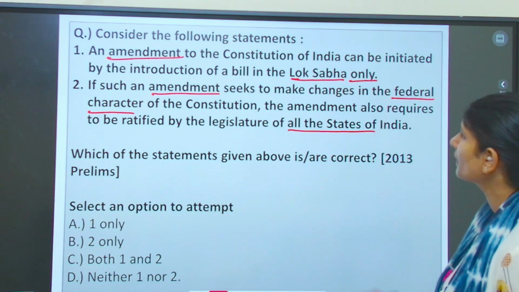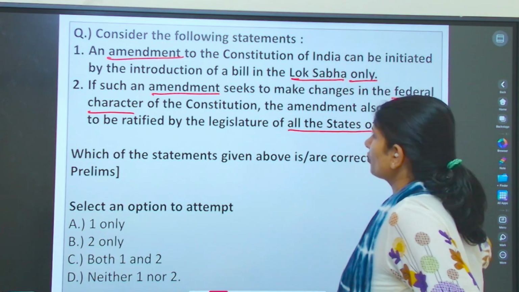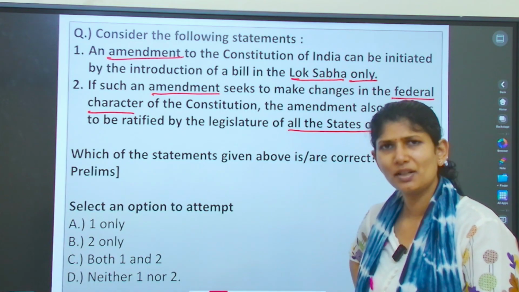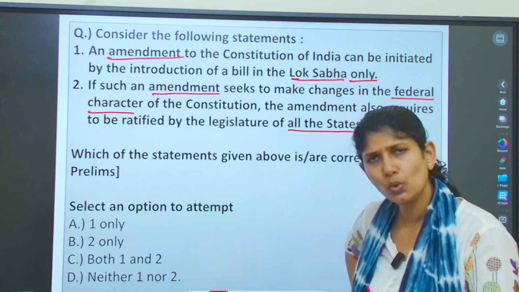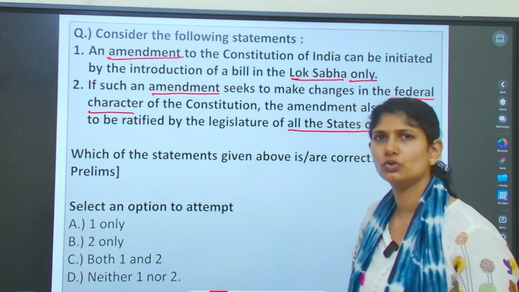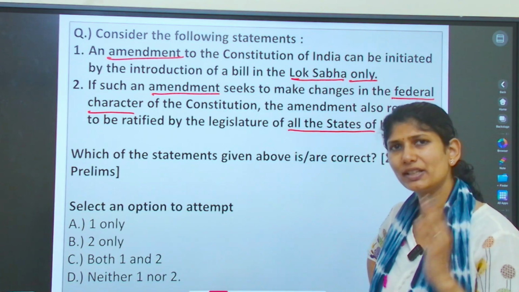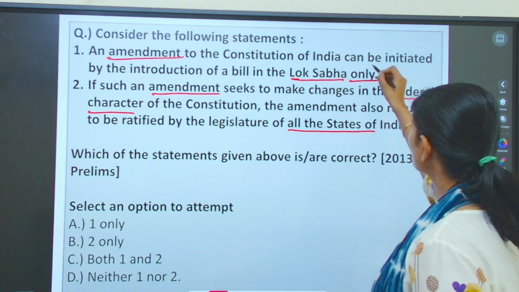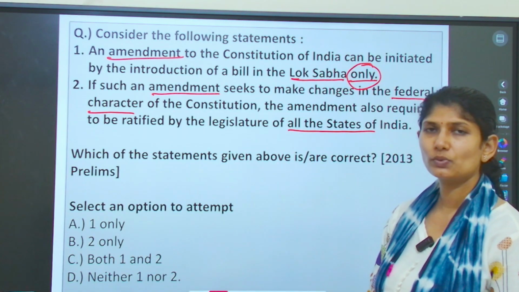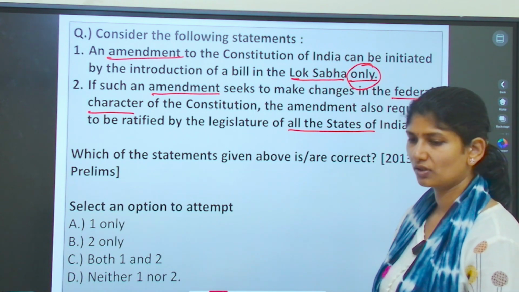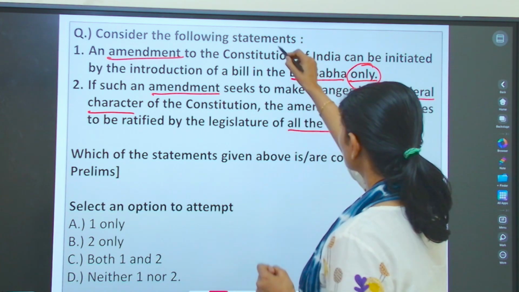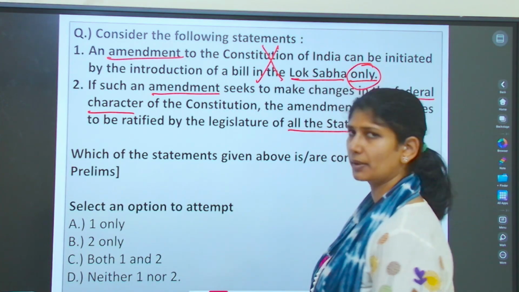Now look at this. Amendment to the Constitution of India can be introduced only in Lok Sabha. Amendment can be introduced in the House of Parliament, either House of Parliament, which means either Lok Sabha or Rajya Sabha. There is no provision of only Lok Sabha. This is what I told you in the previous question as drastic questions. So these kind of things you have to be on the lookout for. So this statement is wrong.